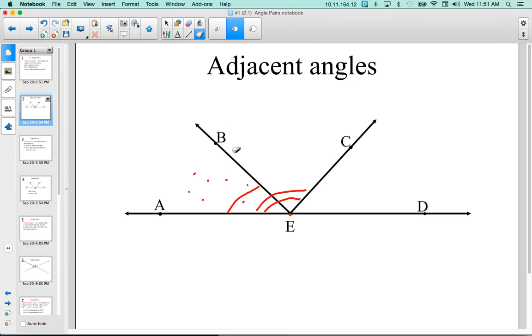All right, and one last example here. Here's another one that shares two properties but not all three. If we were talking about angle AEB and CED, they share a vertex, they don't have shared points on the interior, but they don't share a side. Because they don't share a ray, they are not adjacent angles. So again, they have to share all three parts for them to be adjacent.